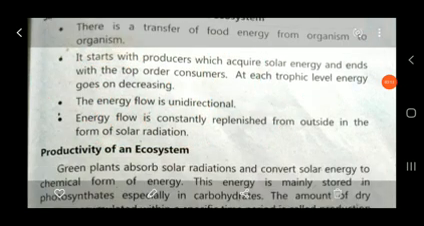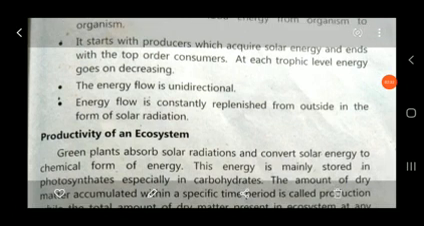The energy flow is unidirectional. The flow of energy from producers to the consumers is a unidirectional flow. We cannot say it goes from tertiary to secondary, primary, to producer. This energy flow is unidirectional, that is, from the producers to primary consumers, secondary consumers, and tertiary consumers.